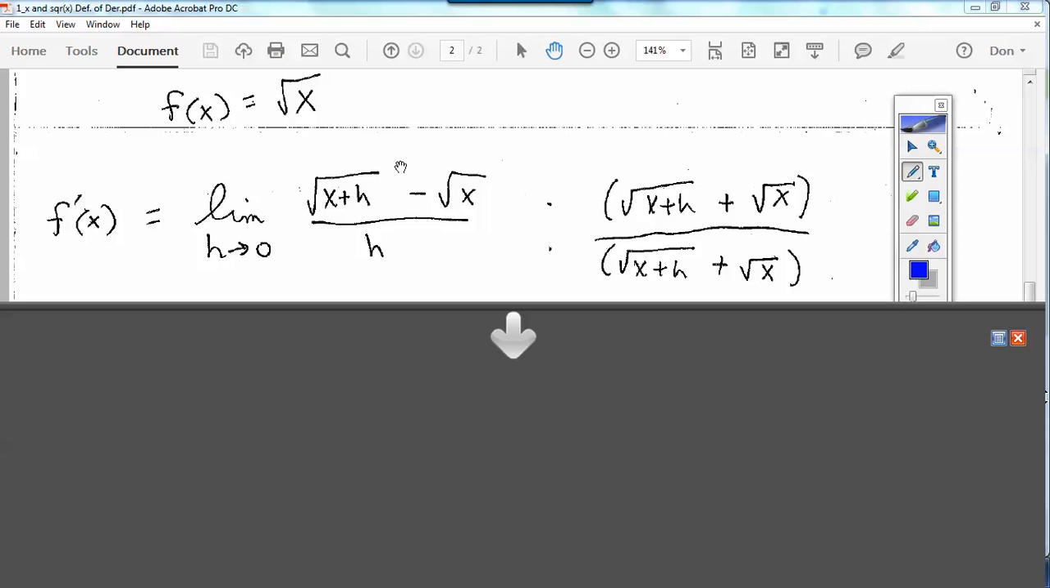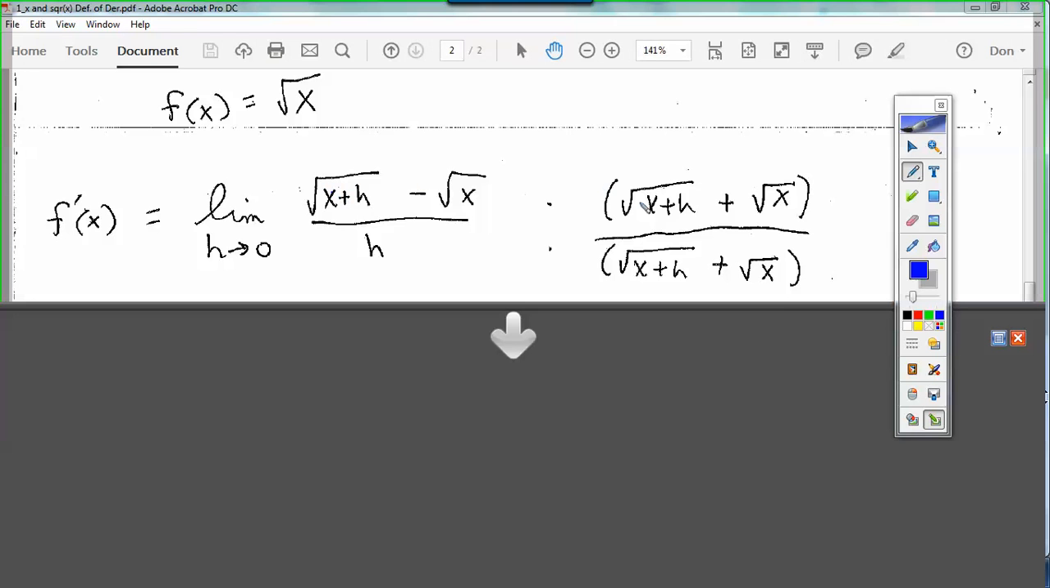Because what happens when you FOIL right here? This times this makes what? That times that makes x plus h. The outers and inners are going to drop out because that's what a conjugate does. What about this times this? Minus x, right? Minus x. So look at that. So on top, the x's drop out and you end up with just an h. Well, look at your bottom. Your bottom is going to be these two things multiplied together. Well, what's that mean? The h's will cancel, right?